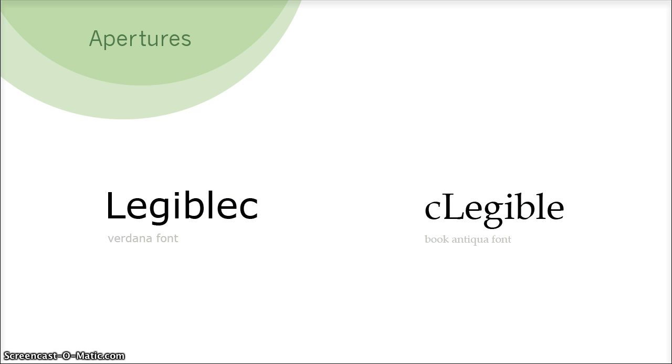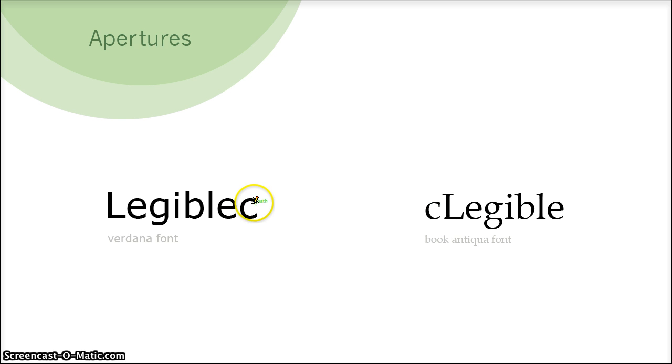Okay, so apertures are like these openings in the C, and you can see it in the E right in here. And sometimes a letter A can have it as well. So that's what we want to look for. The apertures are very important. The ones that have the most space that is open, the most aperture, is the most legible.